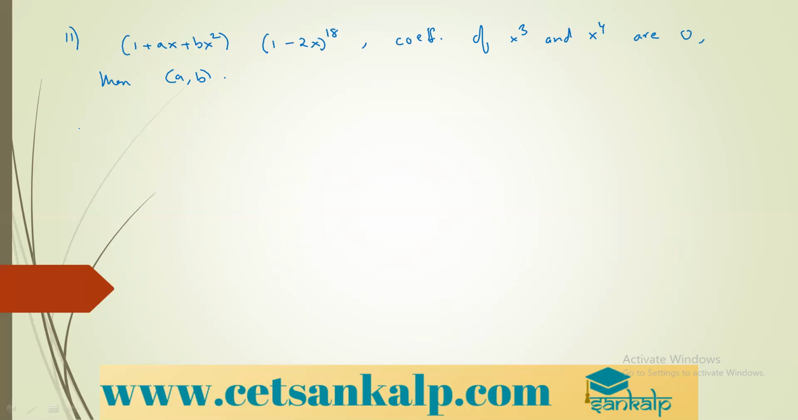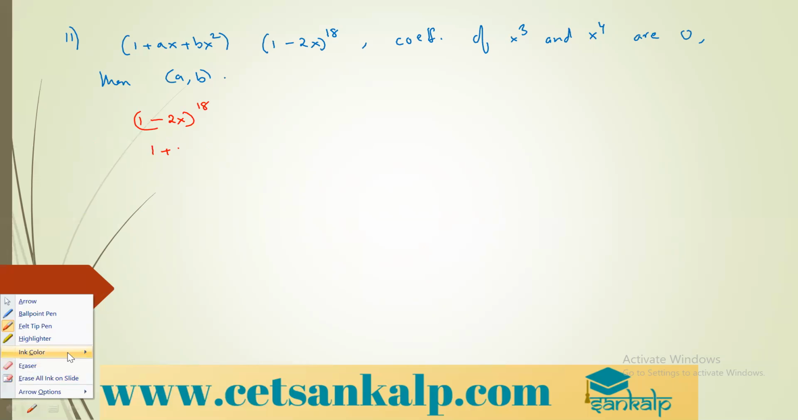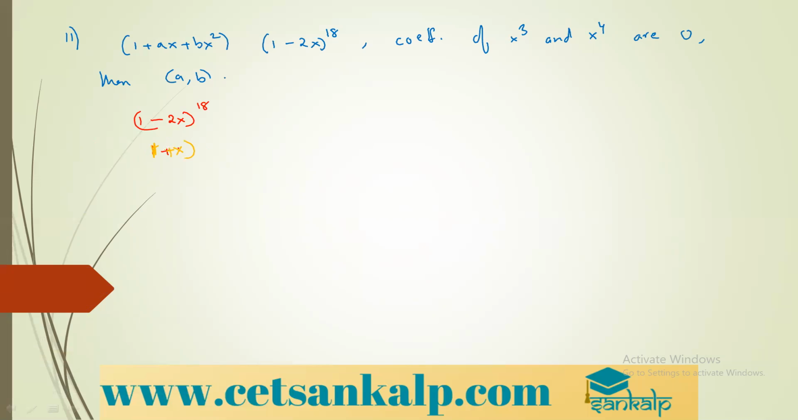So, first of all, I will give importance to one thing: (1 minus 2x) whole power 18. Remember this first. This is looking like (1 plus x) whole power n. So in this, x is minus 2x, n is 18. And if I find the general term, it is nCr x power r. So this is very important for me.